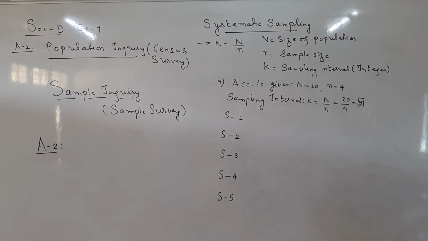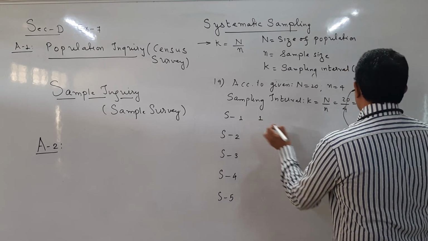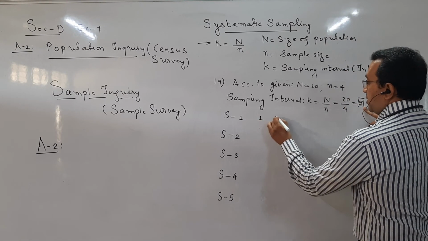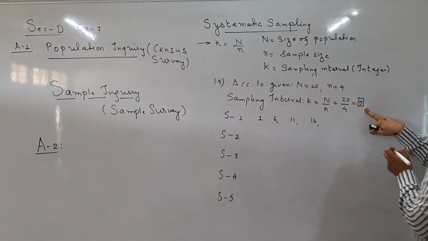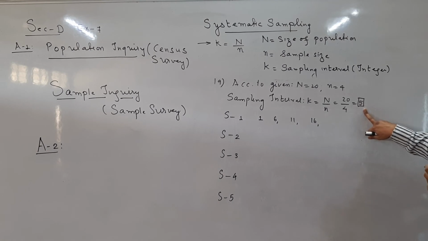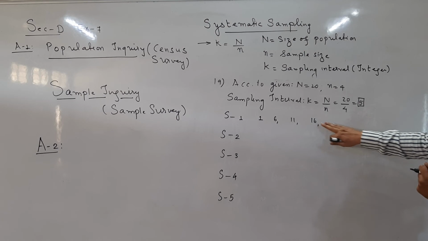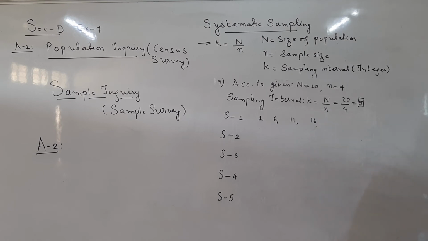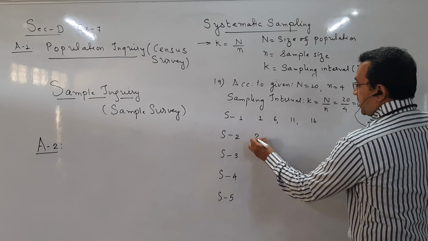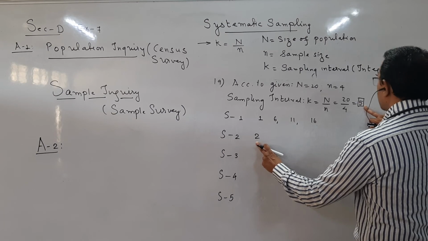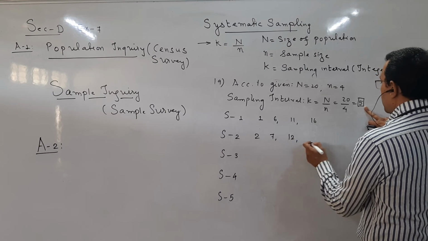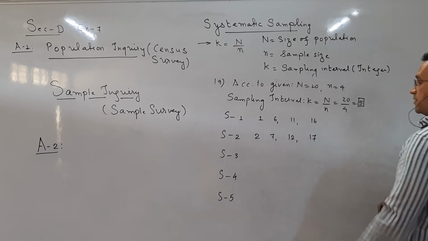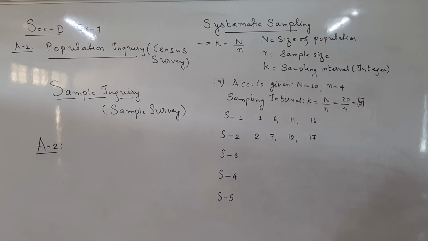Now suppose I start with the first unit. I select the first unit, then at a gap of 5: 1 plus 5, 6, 6 plus 5, 11, 11 plus 5, 16. Isn't it students? We have to select a sample of how many units, and the answer is 4. So only 4 units. Clear. Now suppose I take second, then at a gap of 5, so 2 plus 5, 7, 7 plus 5, 12, 12 plus 5, 17. So the second sample is 2, 7, 12, 17.